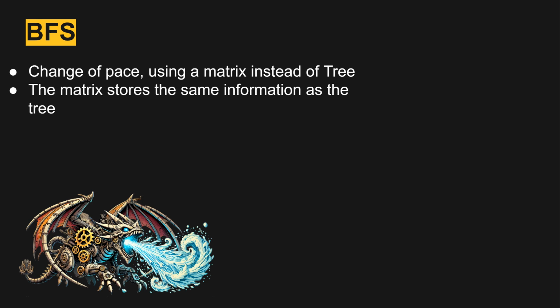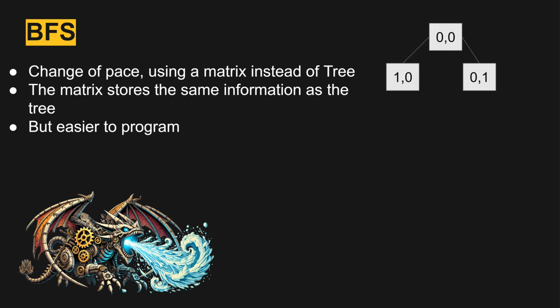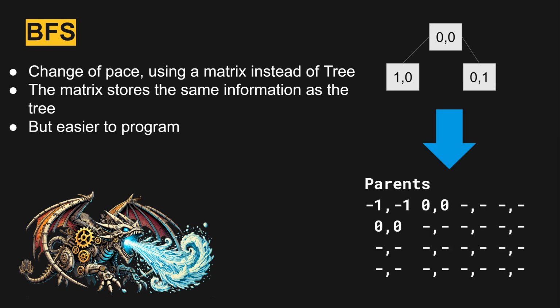So we're using a matrix instead of a tree. The matrix stores the same information as the tree, but it's just easier to program. Let's take a look at how this is different. On the right-hand side, we have a tree going from 0, 0 to 1, 0 and 0, 1. That's going to look something like this instead. We have a matrix. Because we have a maze, this works out.